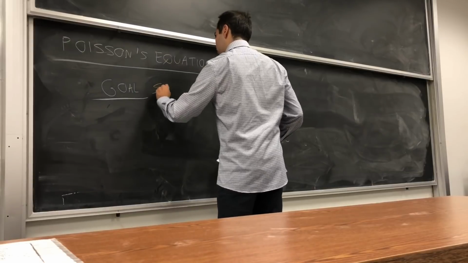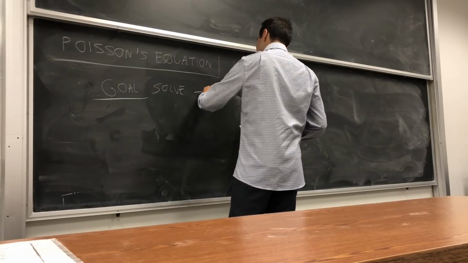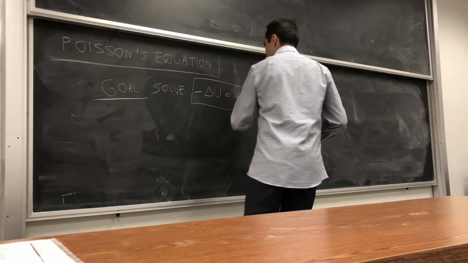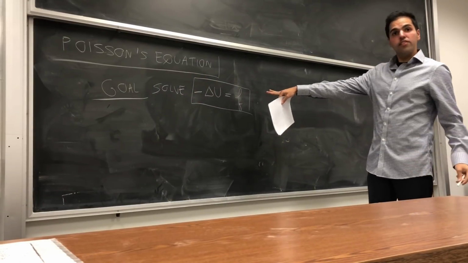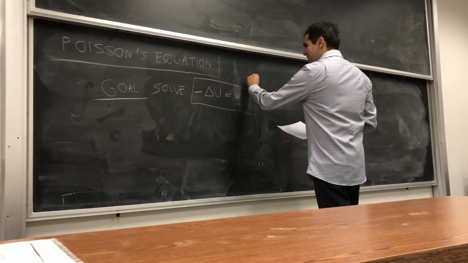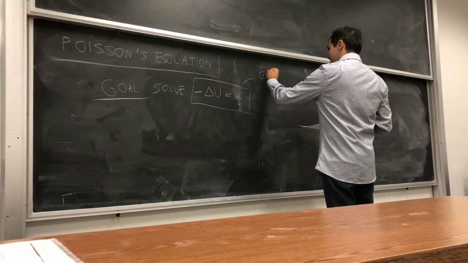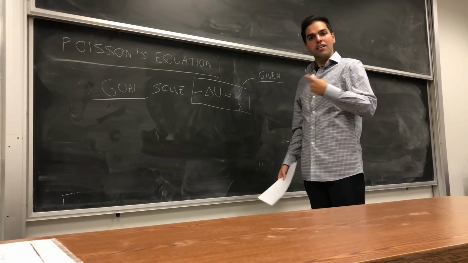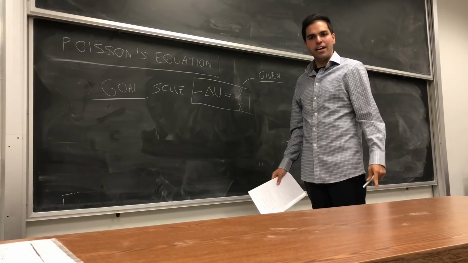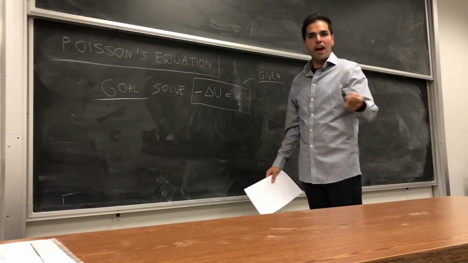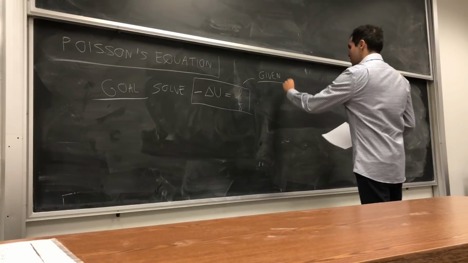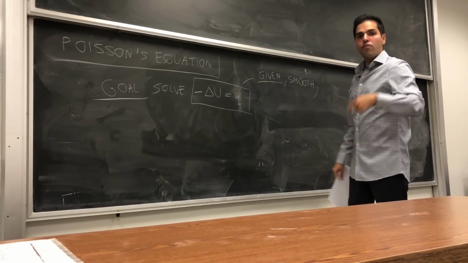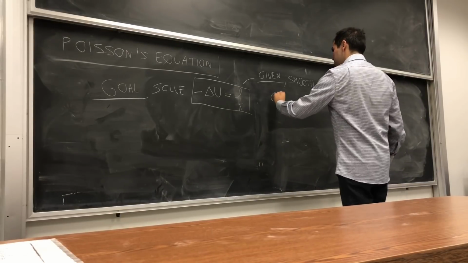Is to solve the equation minus Laplacian of u equals f. And this is what's called Poisson's equation, and f is given, and more importantly, it's as smooth as we want. We can differentiate it as many times as we want, even though in practice we'll just do it twice. And of what's called compact support.